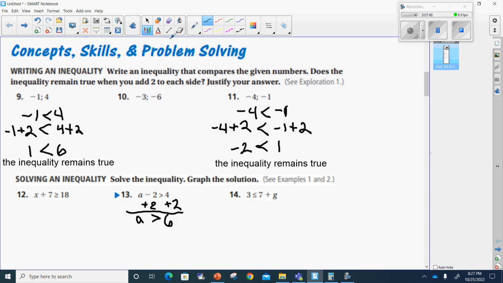So if I make a graph, their idea of a graph is a number line here. And I put 6 here. Since it doesn't have a line underneath, this will be an open circle. Since A is bigger, I'll shade in all of the numbers that are bigger than 6.